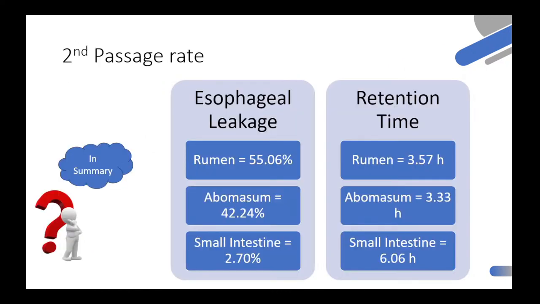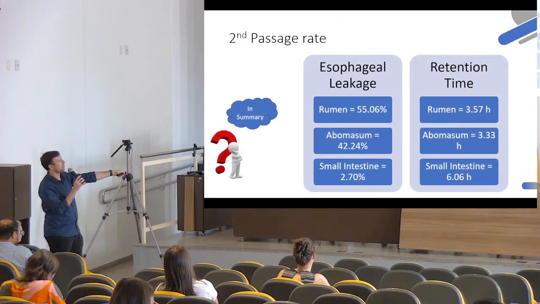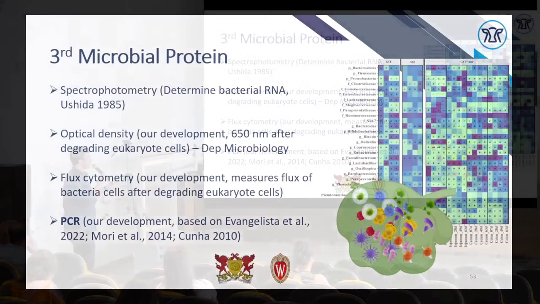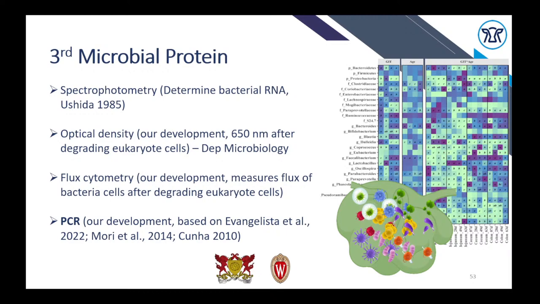But so far, in summary, what we know is 55% of that milk is leaking into the rumen. 40% is showing up in the abomasum, and even 2.7% showing up in the small intestine. That's probably a random effect, right? An experimental error. It shouldn't show up in the small intestine. Probably some reflux or so. And those are the retention times. As I mentioned, after about 3.5 hours, everything is gone from the rumen. Again, we're testing several methodologies to determine protein. The results I'm going to show are the PCRs, the results we have so far.